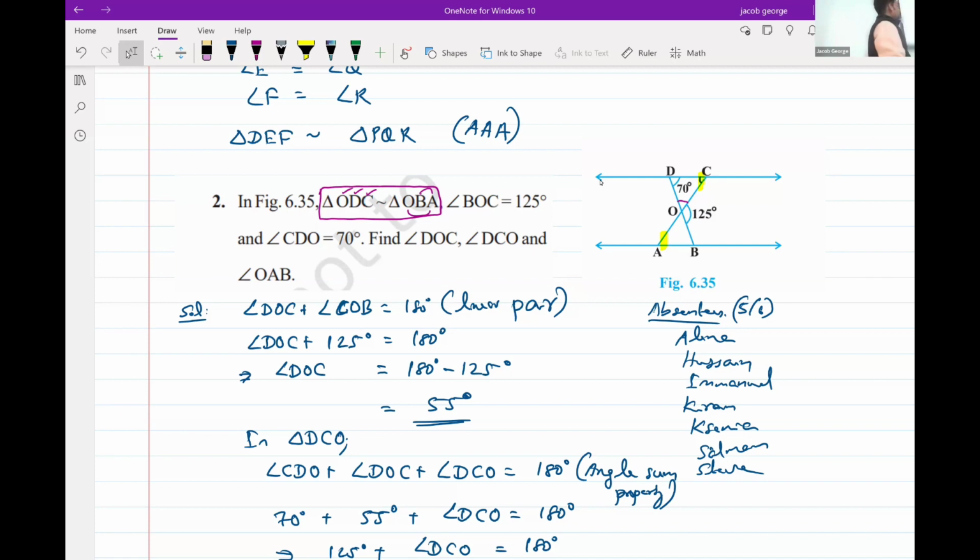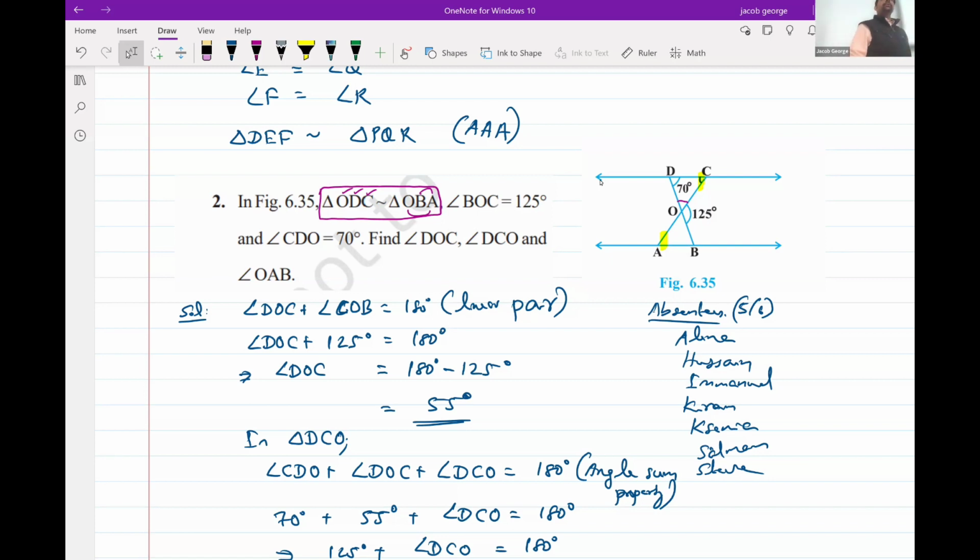Here, BOC is given 125 degree. Can you see BOC? This is BOC. How much degree? 125 degree. COD is 70 degree. CDO 70 degree. We have to find out 3 angles here. What are 3 angles asked here? DOC. Did you see DOC? DOC we can easily find out. These 2 angles are linear pair. What is the sum of linear pair? 180. So angle DOC is 180 minus 125. That is 55 degree. Clear?